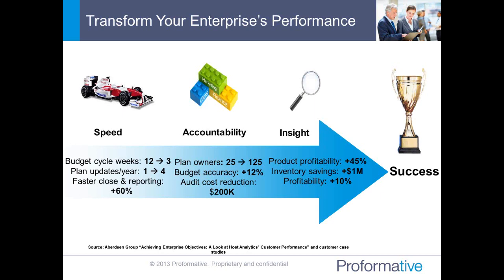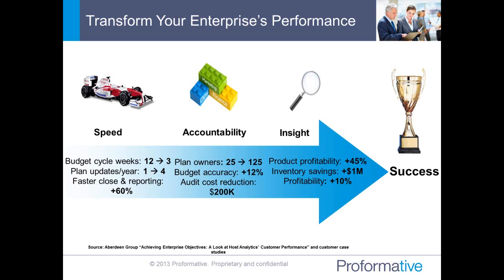Now, Aberdeen Group looked at it across the board, and people using Host Analytics had a 12% increase in their budget accuracy. And really, what is a budget? Sometimes it's a guess. It's an estimate of what you're going to do, but you want to make it as accurate as possible, and that's why you introduce forecasting, so you can control and adjust as you need to throughout the plan. But if you could be 12% more accurate, that's a huge advantage.